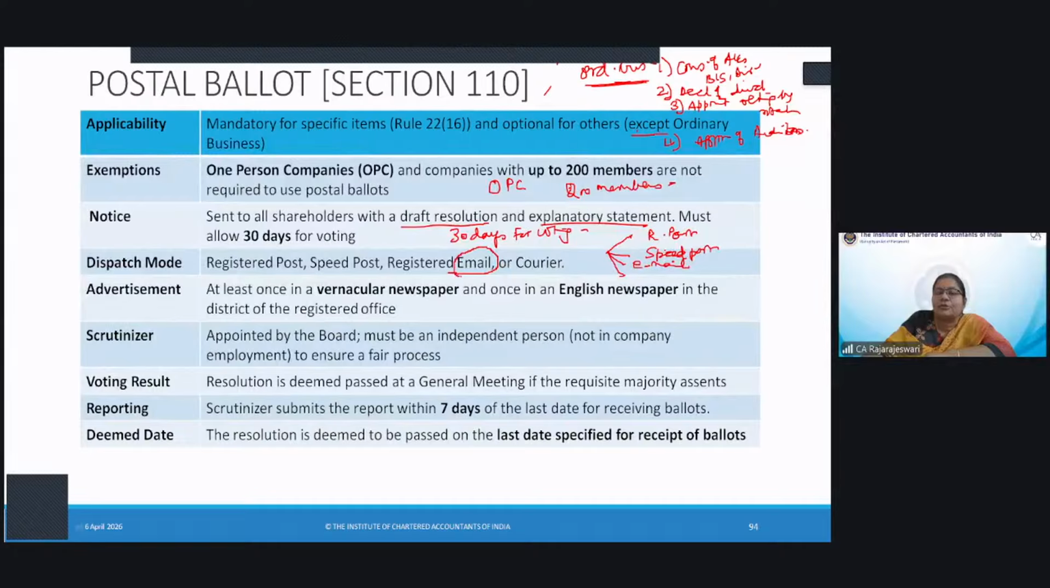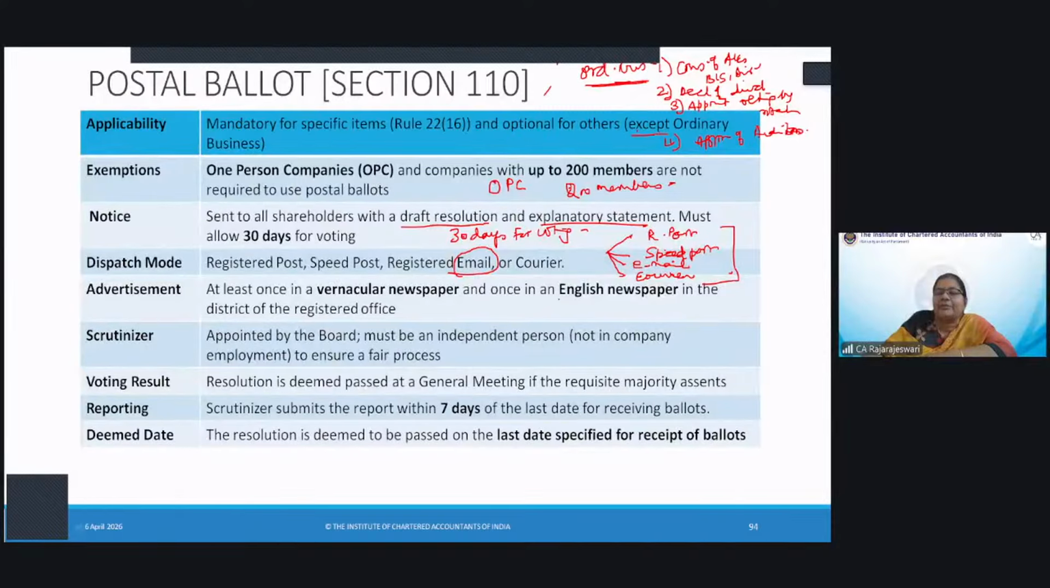They don't send it by registered post or speed post. You will not get it because it is green revolution. So it is a waste of paper which is from trees. So we, companies, generally follow by registered email. If they send it by email, then they are deemed to have complied with the provisions, or by courier. So these are the options that are available.